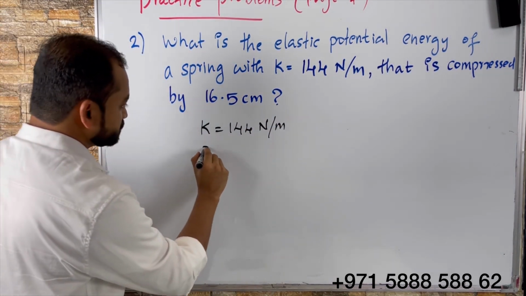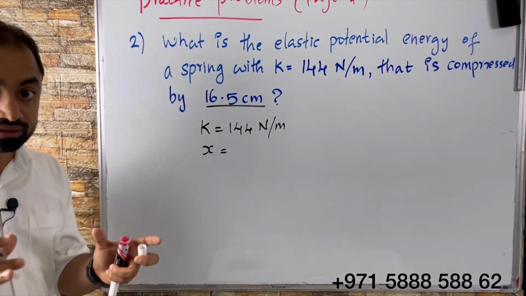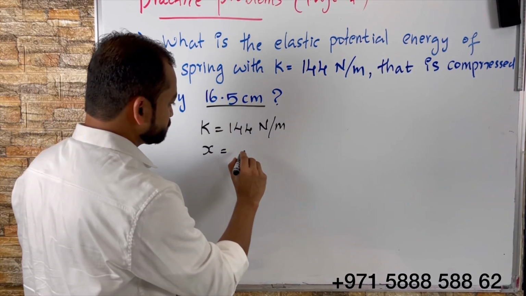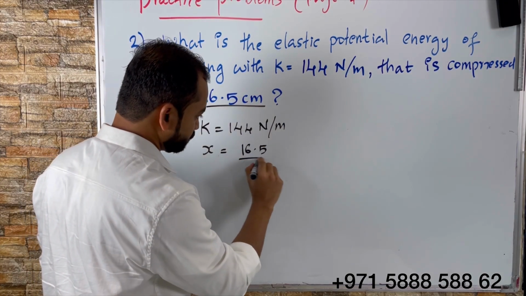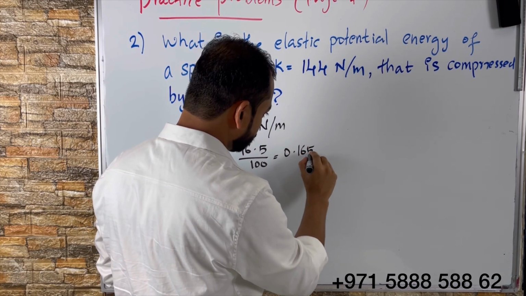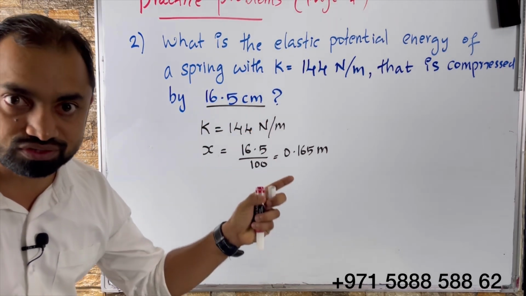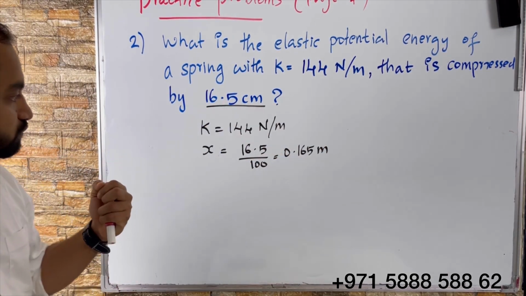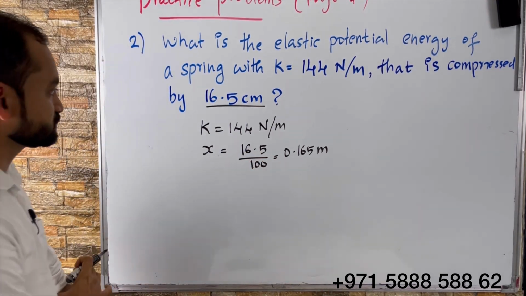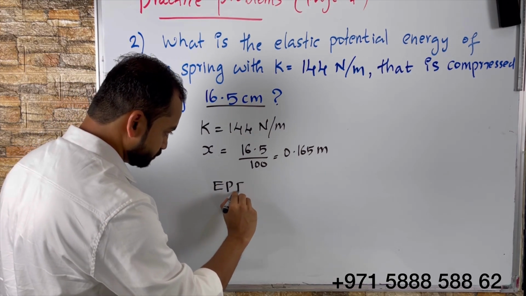And how much is x given in the question? X is given 16.5 centimeter, right? The spring is compressed by 16.5 centimeter. So 16.5 divided by 100, that is equal to 0.165. Why did I divide by 100? Because 16.5 is given in centimeter, not the SI unit of length. SI unit of length is meter, so 0.165. And we need to calculate the elastic potential energy.